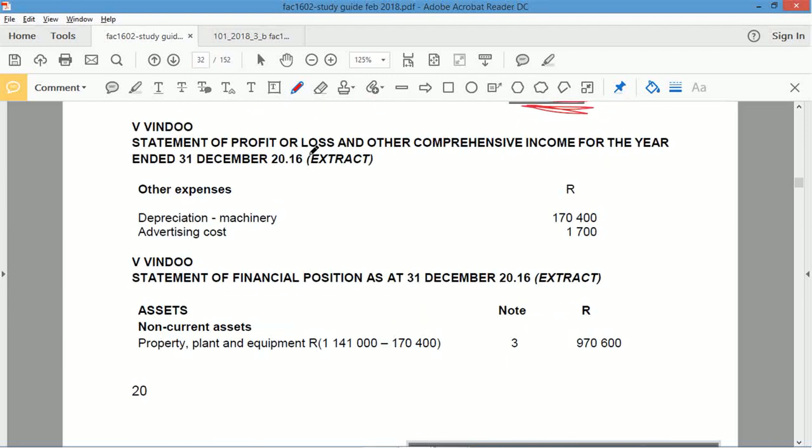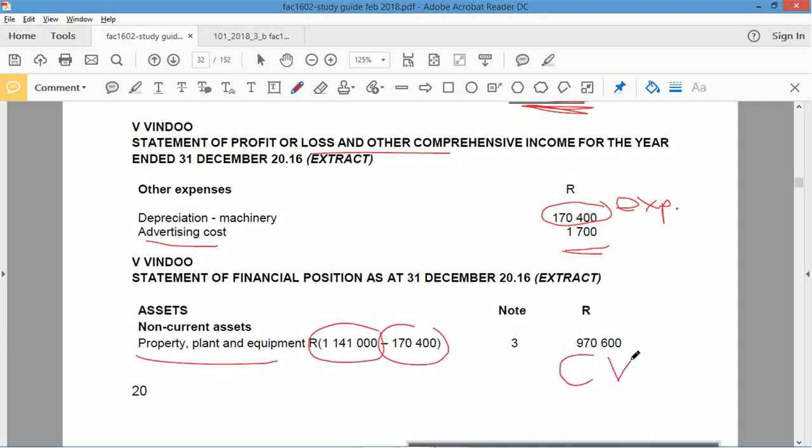Statement of profit and loss, you're going to show what? Your expenses. This is an expense that relates to the asset. Advertising we spoke about. Remember we said we're not going to show that as part of the cost price of the machine because it's not for the machine, it's for a person to come work in the factory. Okay, that's an expense. Non-current assets, there's your PPE. This minus that is the carrying value of the assets. Cost minus accumulated depreciation gives you carrying value.